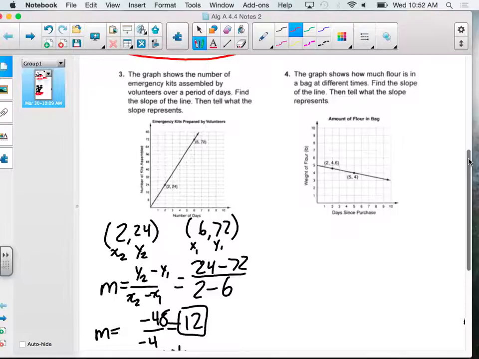Number 4 says the graph shows how much flour is in a bag at different times. Find the slope of the line and then tell what the slope represents. So, let's have them do it. You guys can do this one. Go to work and do it, and Mr. Conlon will just work it out up there, and you can only look up just to check yours, okay? So I want you working it out.